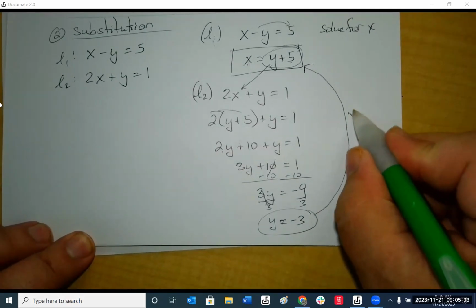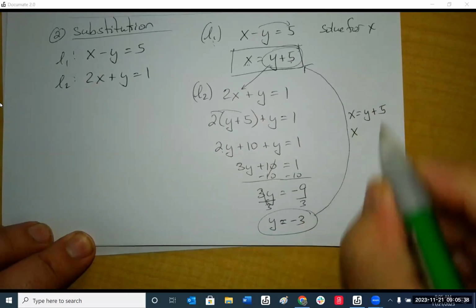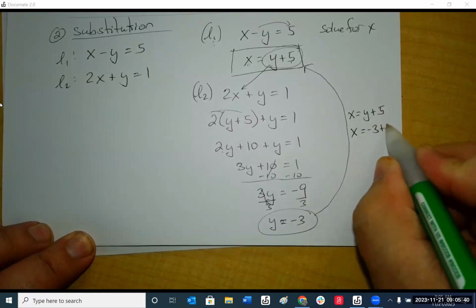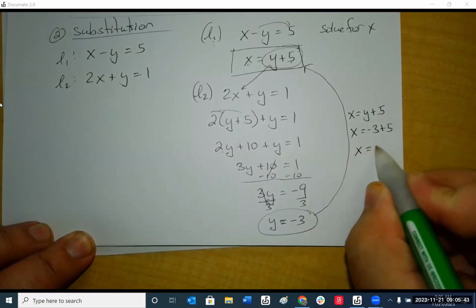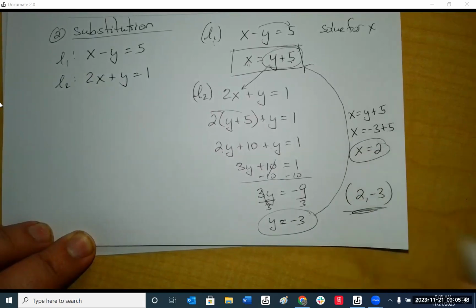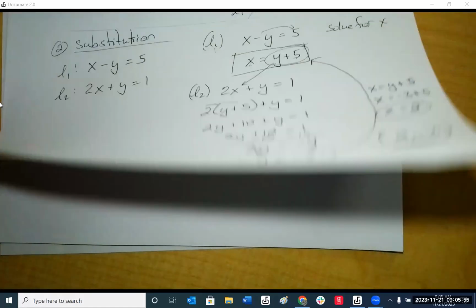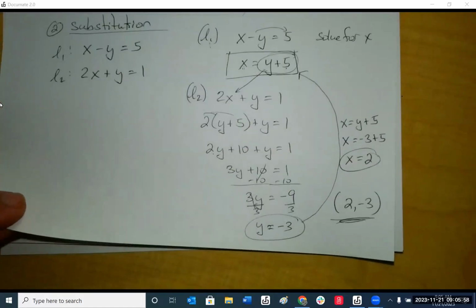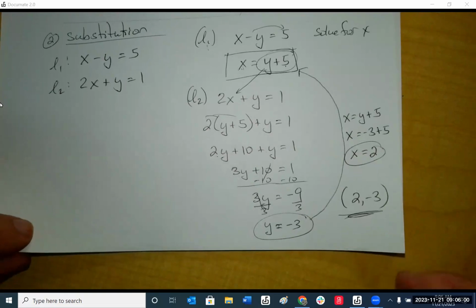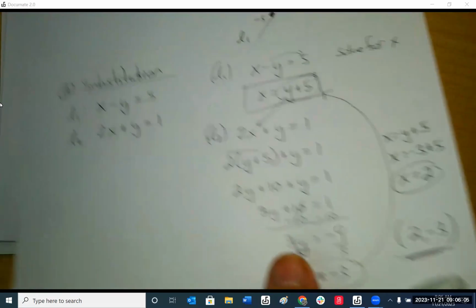So we have x is equal to y plus 5. Y we know is -3. -3 plus 5 is 2. So our solution is 2, -3. That's substitution. Again, it's easy because there aren't any fractions in there, but if we had fractions, it would be a little bit more difficult. Now let's do it with elimination.